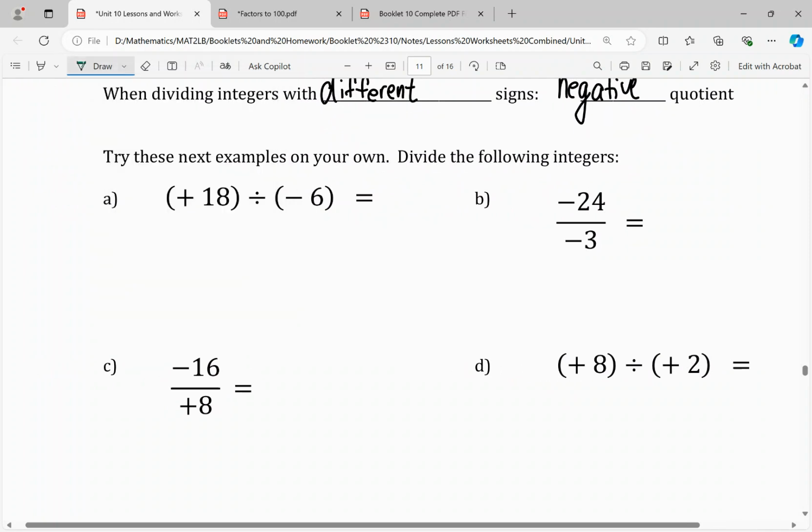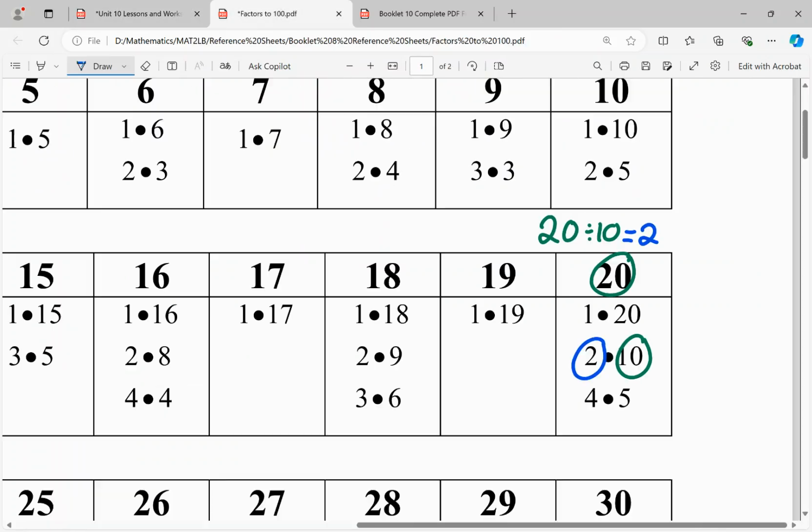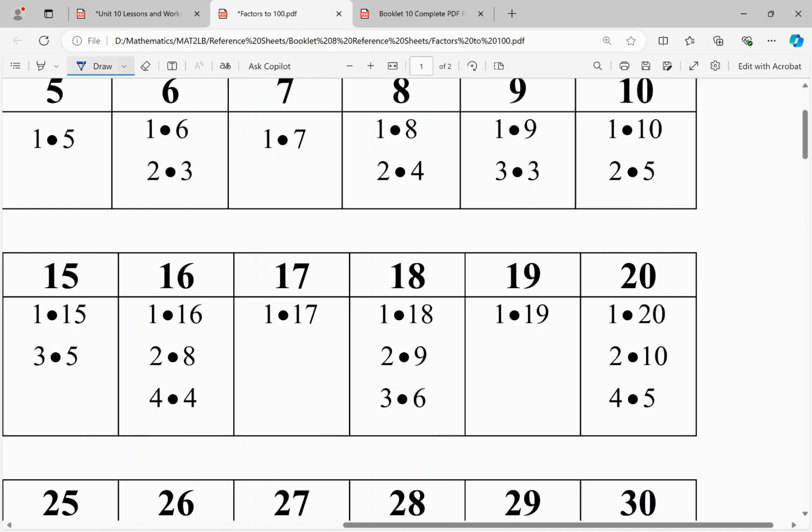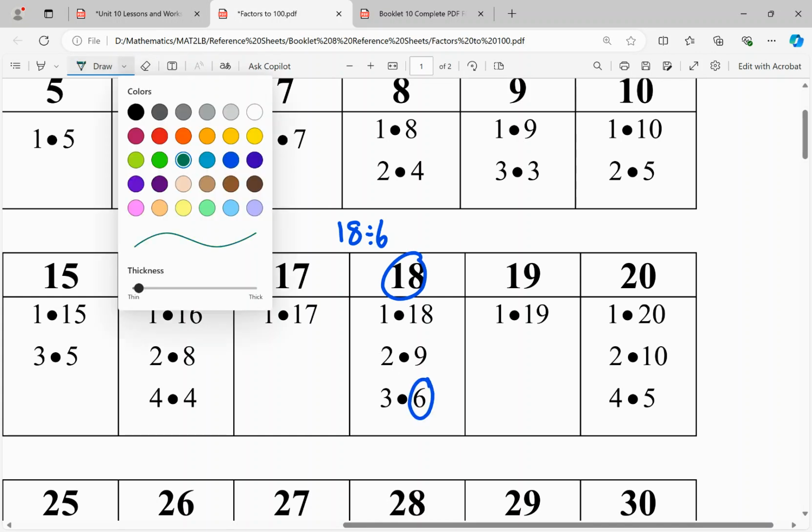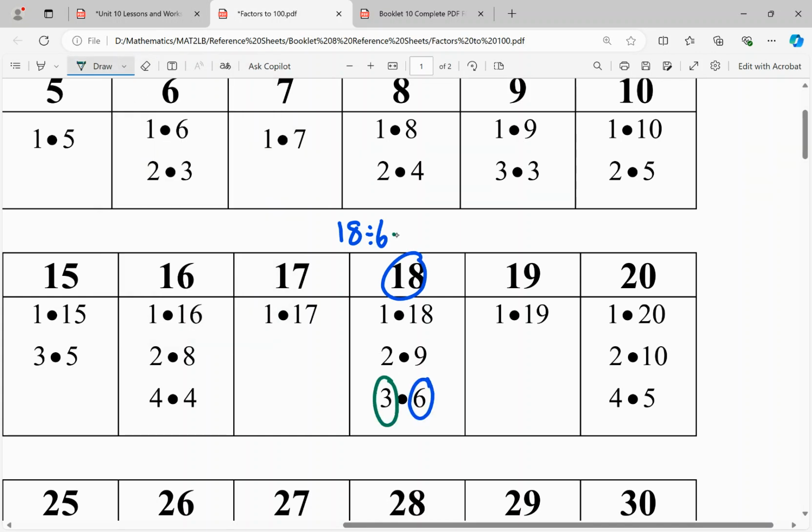First one is 18 divided by negative 6. First, let's get our answer of 18 divided by 6. So here's the 18 already on the screen. 18 divided by 6 is the question. There's the 18, there's the 6, so our answer is 3.